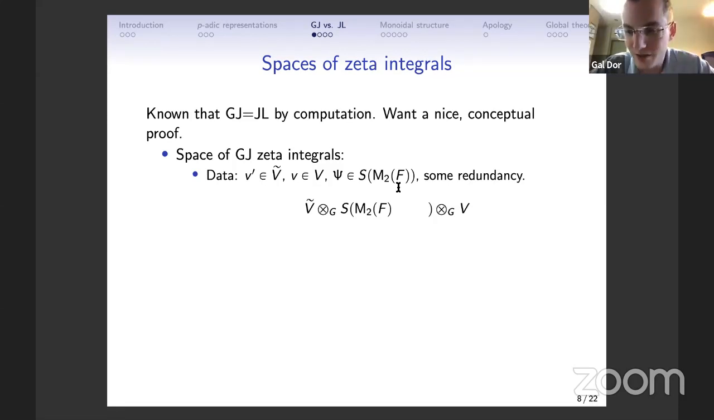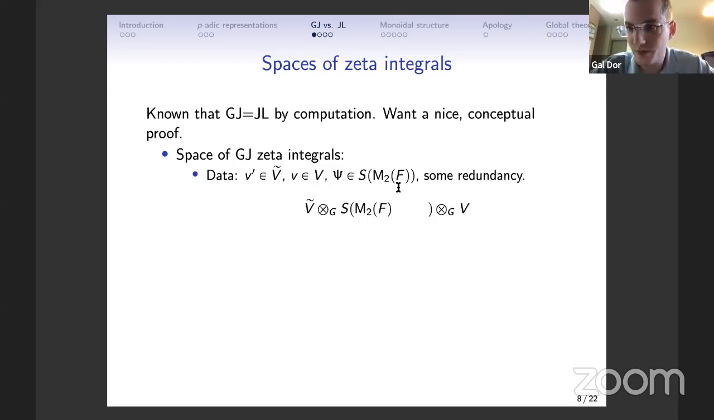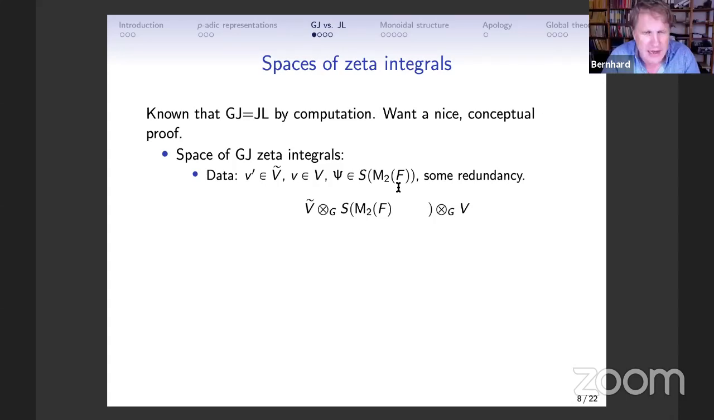Yes, sure. Ask a question. Sure. Can you explain this a little bit more? Godement-Jacquet and Jacquet-Langlands. I mean, there were two zeta functions which had different ingredients, right? Yes. So what do you actually mean by this equality? Can you explain this once more?